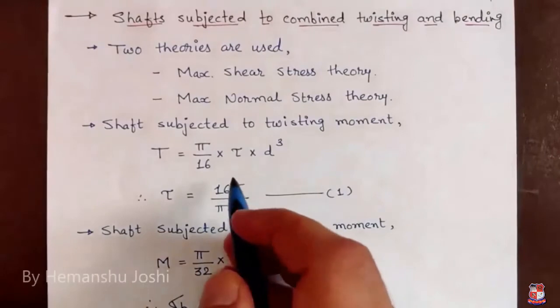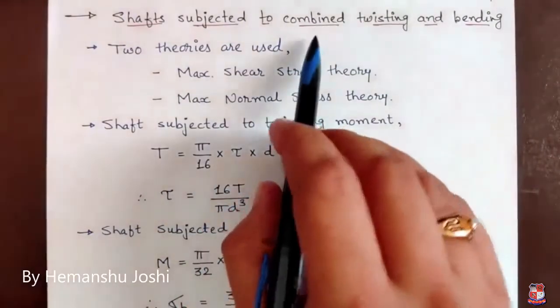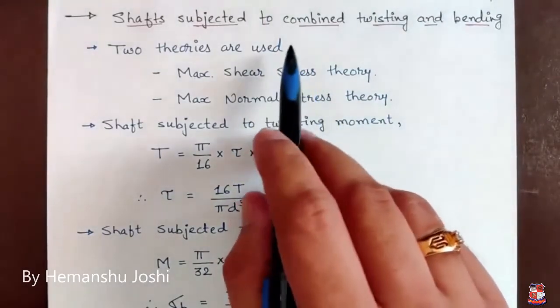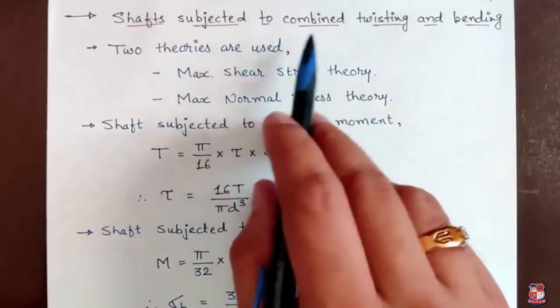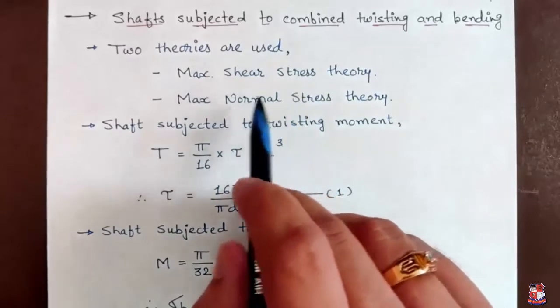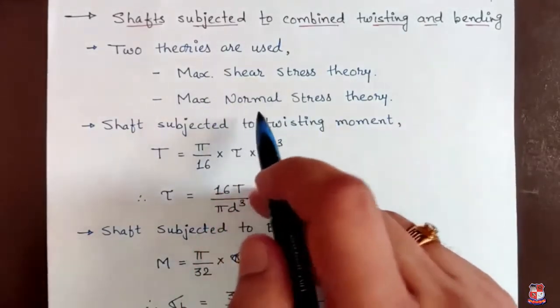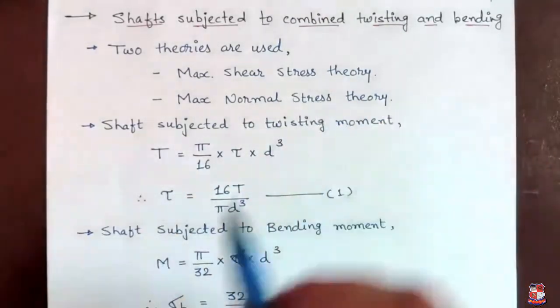In this video, we will learn about the design of shaft subjected to combined twisting and bending moment. So to design the shaft subjected to these loading conditions, we are using 2 theories. First is maximum shear stress theory and second maximum normal stress theory.